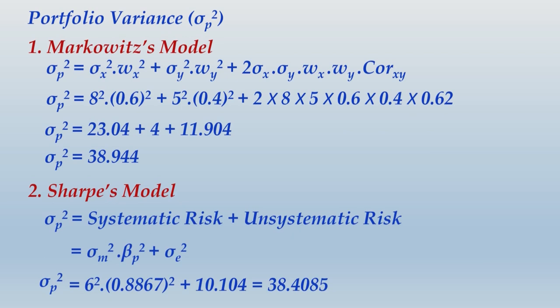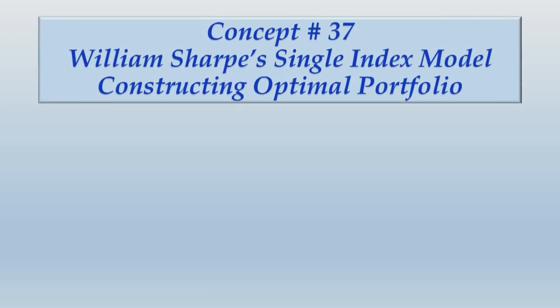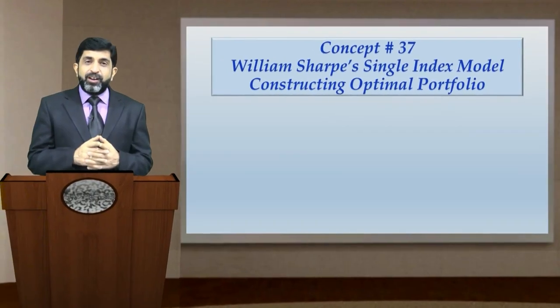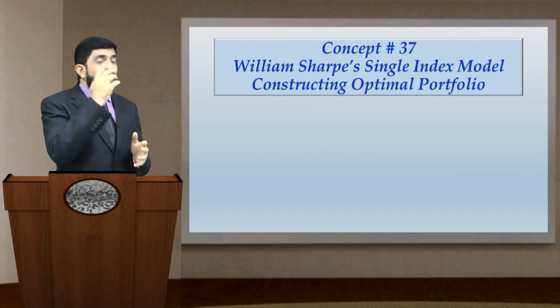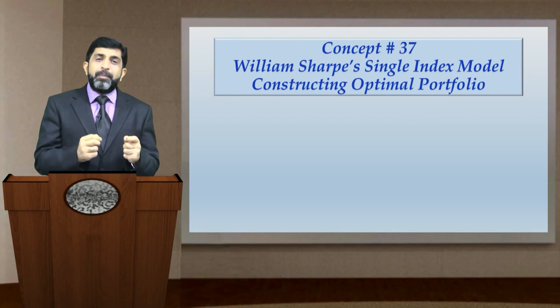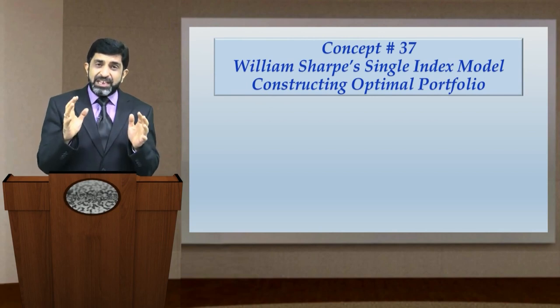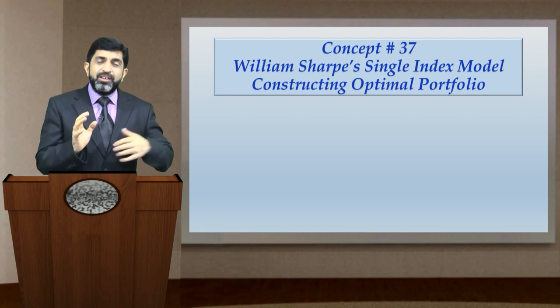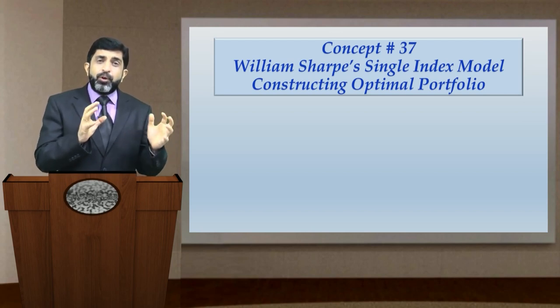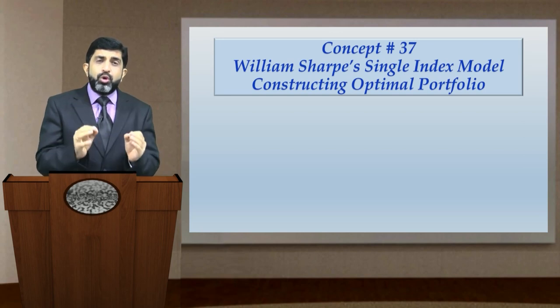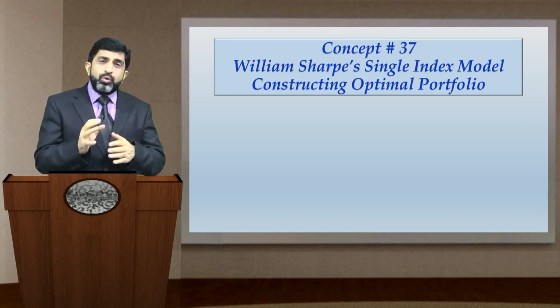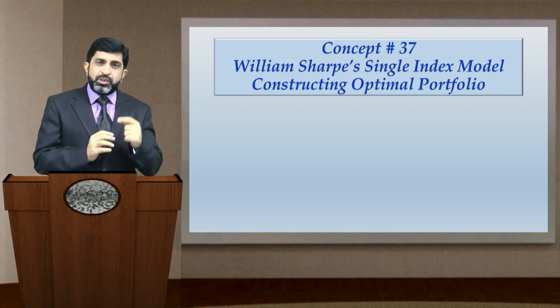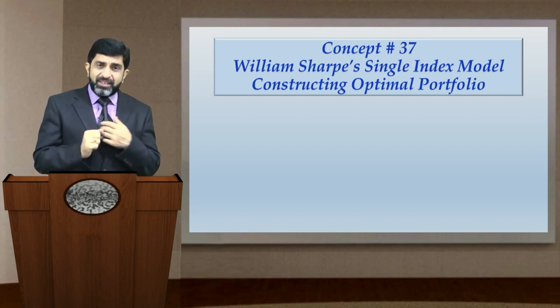Alright friends, you would have finished writing this whole thing. Let us move ahead and deal with the second part of this William Sharpe's single index model, that is all about constructing an optimal portfolio. Now friends, what we are going to learn in this concept number 37 might appear to be a little complicated initially. It is a big procedure, okay? It will take some time for you to understand the whole thing, but do not worry at all. Once you solve one question, just one question, you will get the whole idea about how to make this calculation.